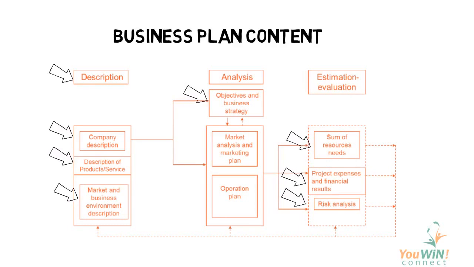In summary, the business plan's content can be categorized into 3. First is the company's description, second, analysis, and third is the estimation and evaluation. The important thing is to make sure that in writing the business plan, there's consistency between the 3 parts of the business plan.